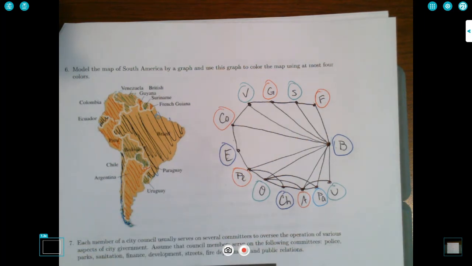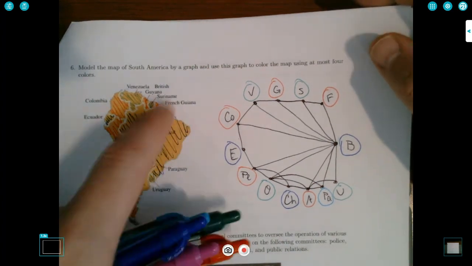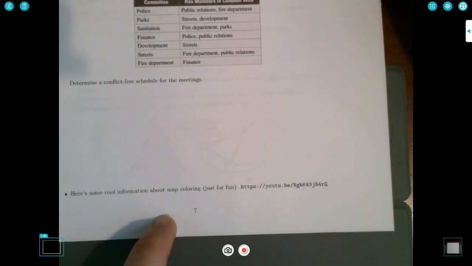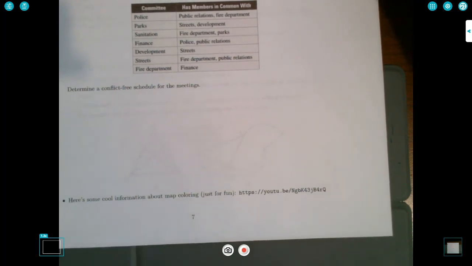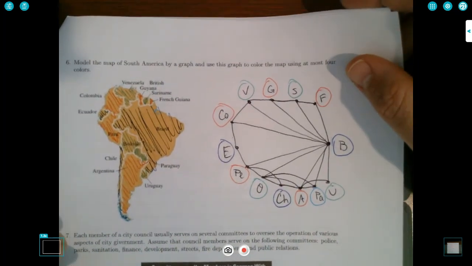So another use of graph theory, right? In fact, this is a generalizable thing. It turns out that any map is colorizable with just 4 colors. You can draw the craziest map you can think of, and 4 colors is enough to color it in.